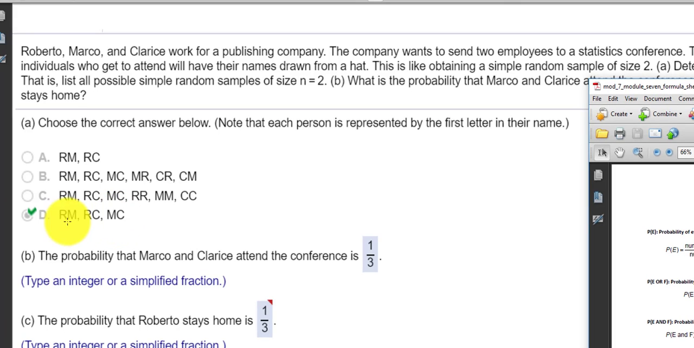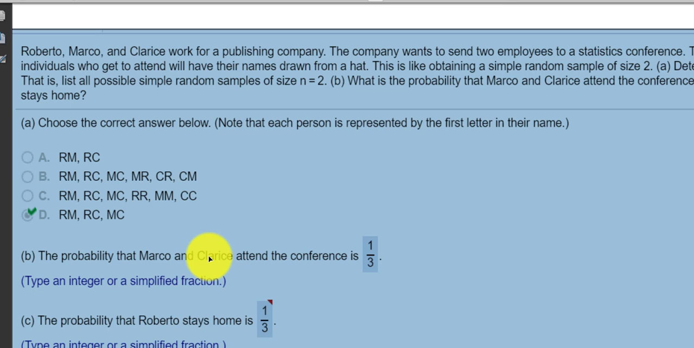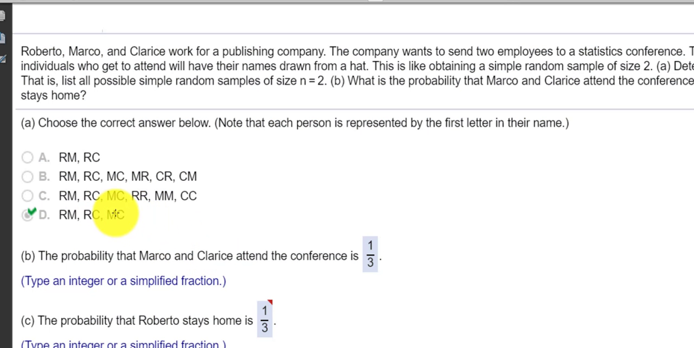Because you look at this as Roberto and Marco, so that's no good. Roberto and Clarice, that's no good. But we're looking for Marco and Clarice. So there's only one chance that that will happen out of 3. So we would write 1/3.